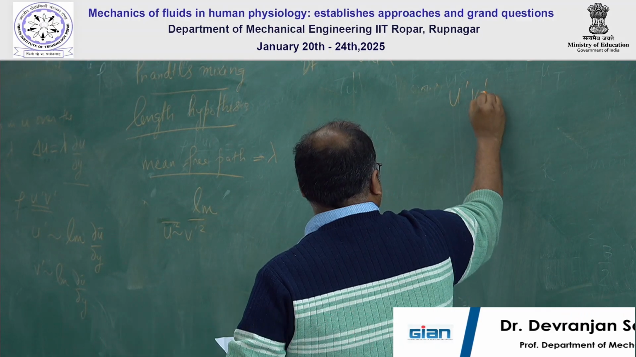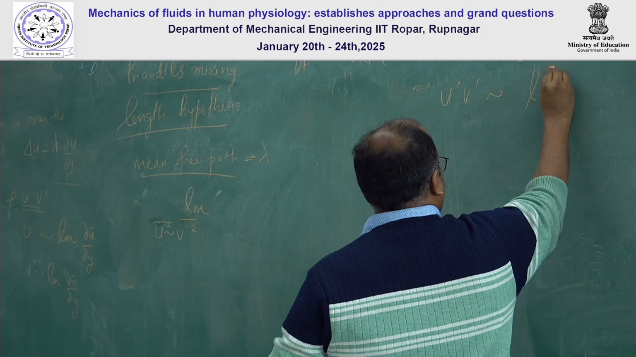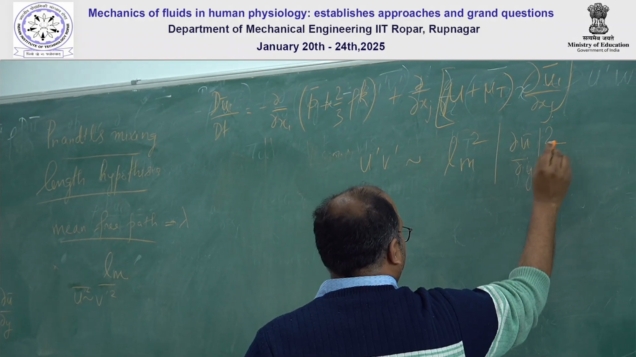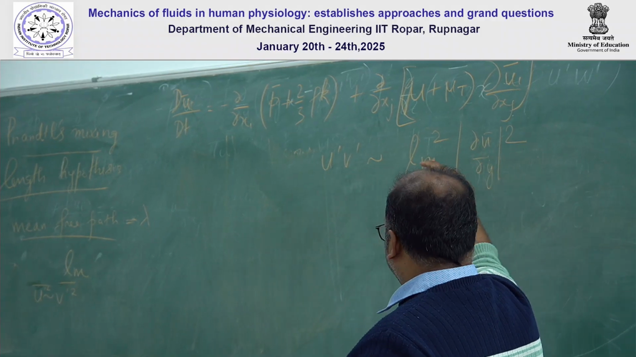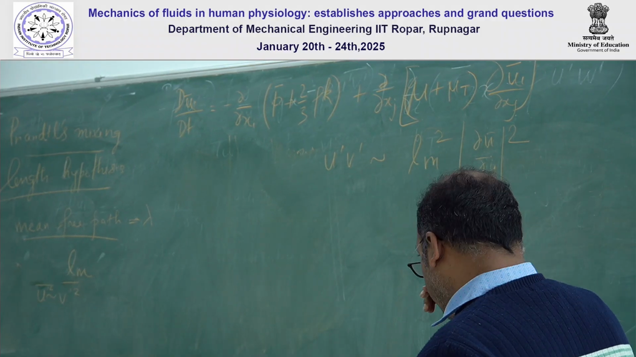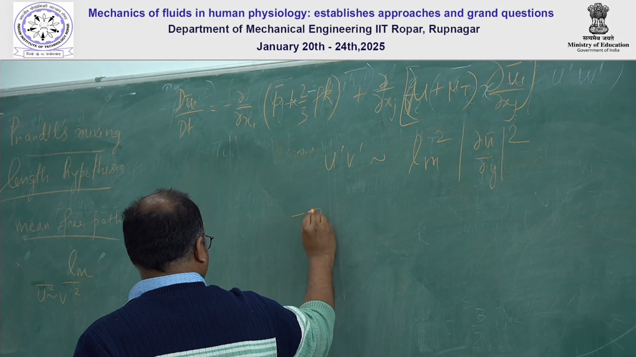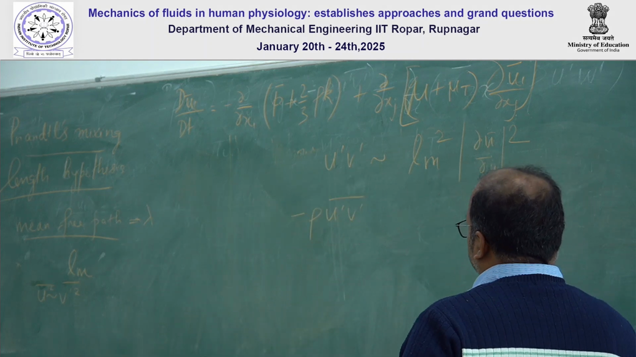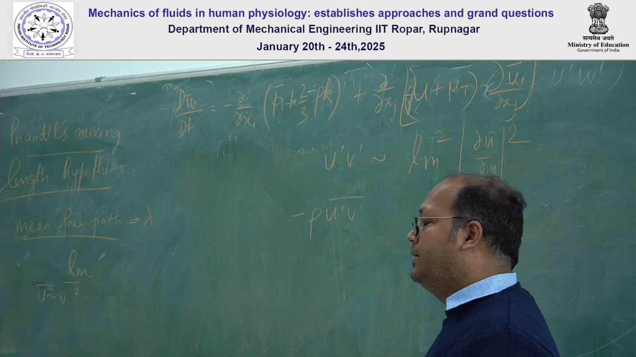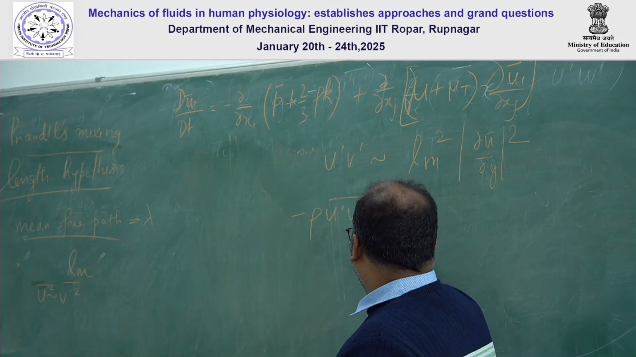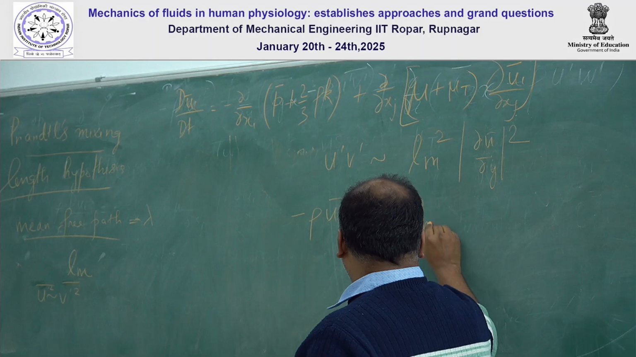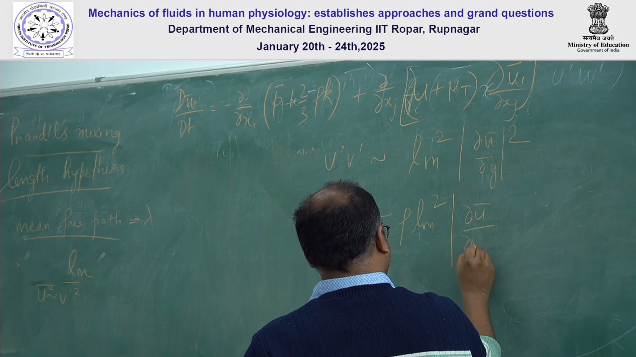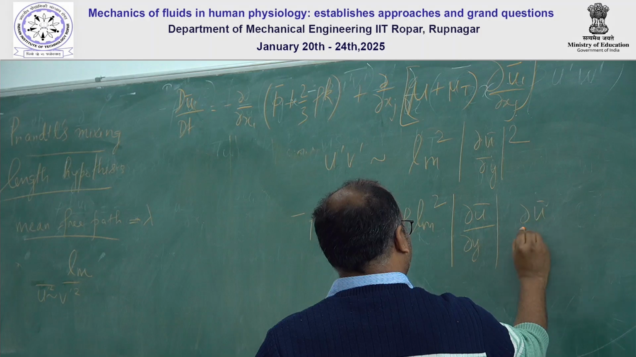So the product of u dash v dash is lm square del u bar del y squared. Even if you don't write the modulus here, it is fine. You can simply write the bracket of del u bar del y squared. But in the next step, when we write minus rho u dash v dash, we have already shown that in general the Reynolds stress u dash v dash is a positive quantity. So then we can write rho lm square, let's keep one mod sign like this, del u bar del y and del u bar del y.